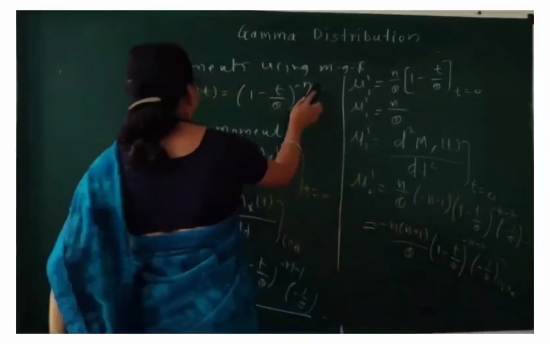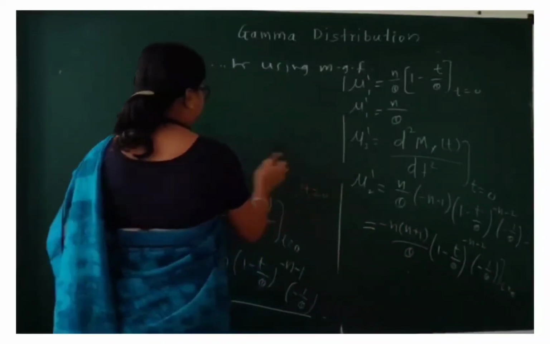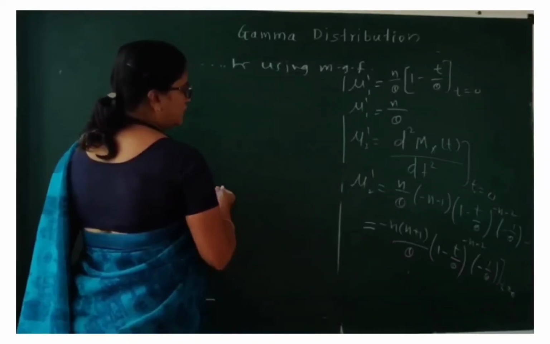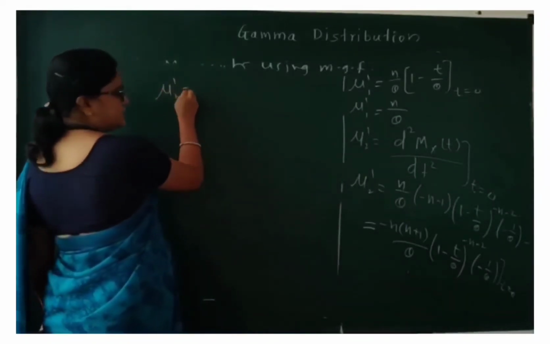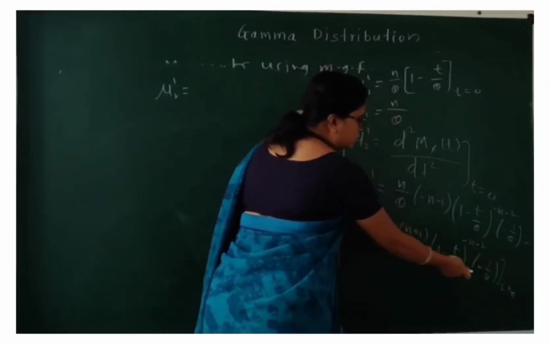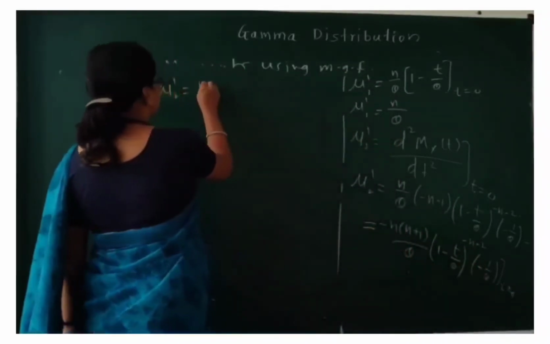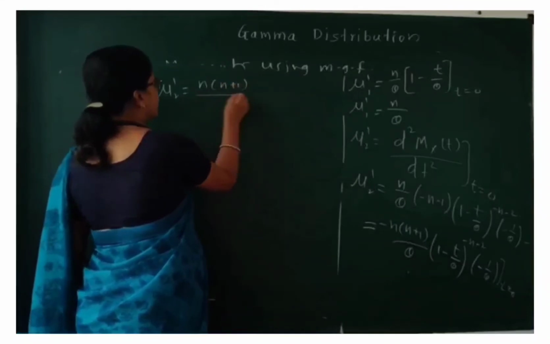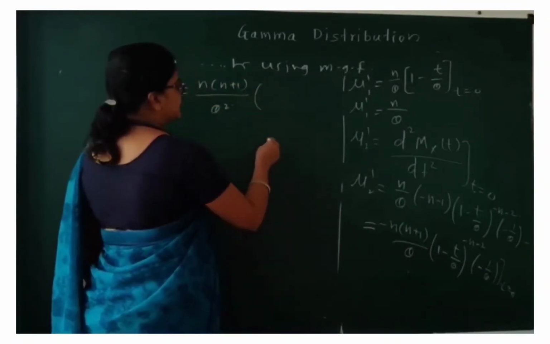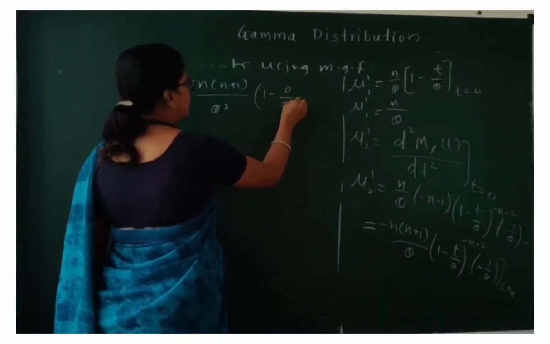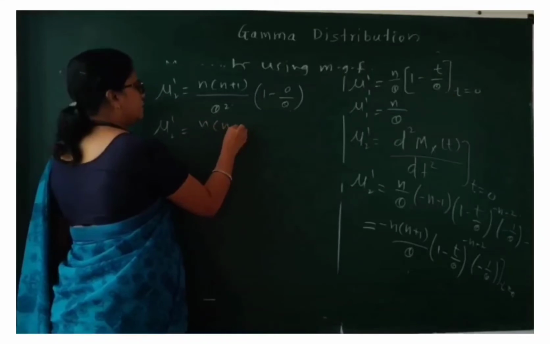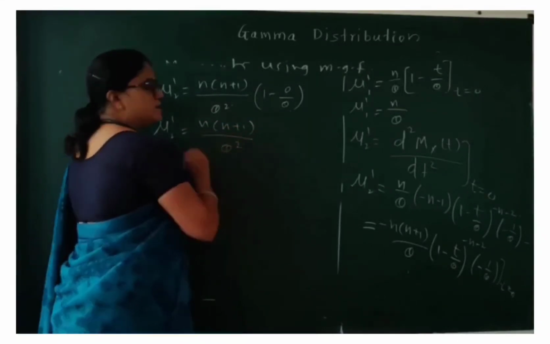So what we get? We get mu2 dash is equal to, minus minus plus, n plus 1 theta square, so n into n plus 1 theta square, and we put t as 0, so 1 minus 0 by theta. That means our mu2 dash is n into n plus 1 upon theta square.